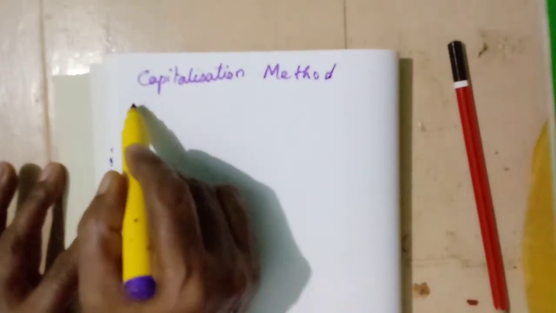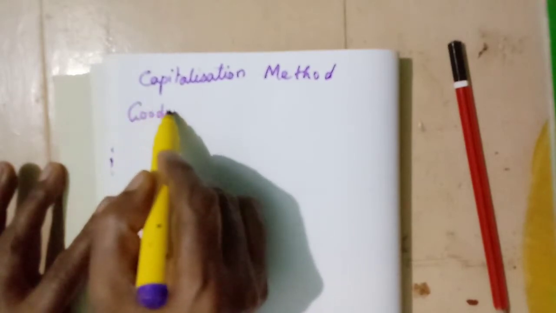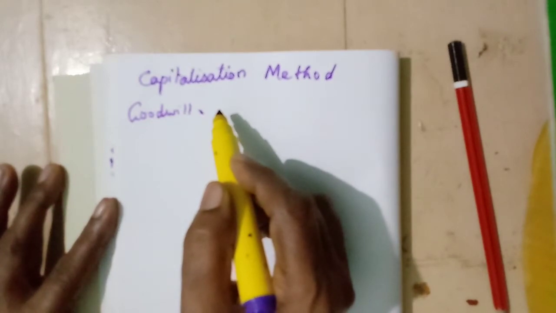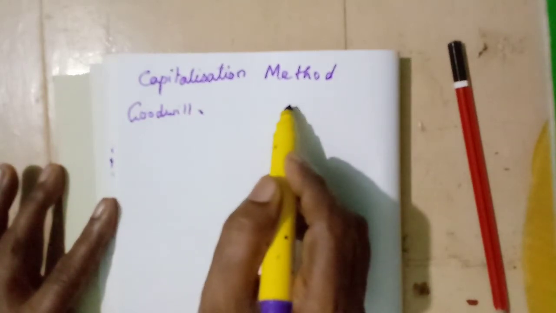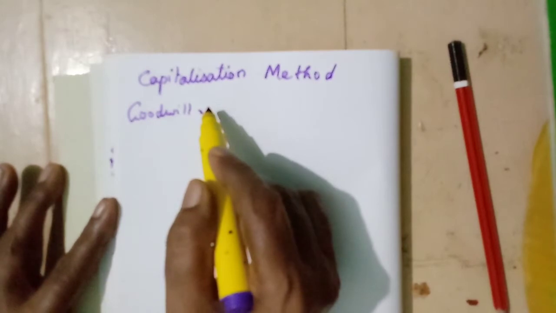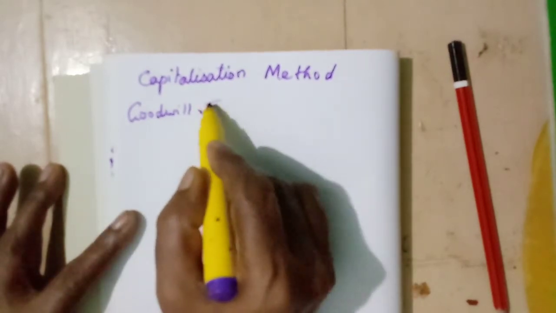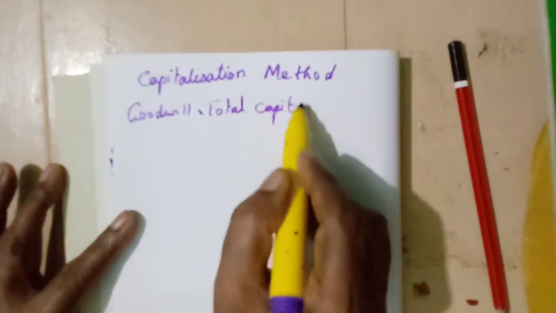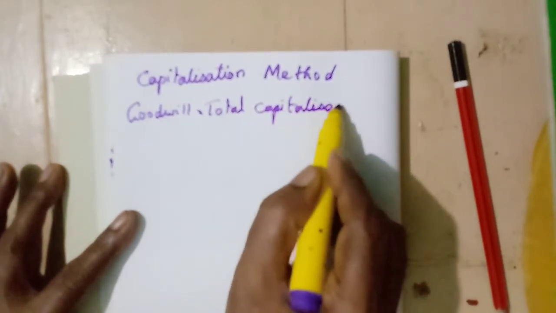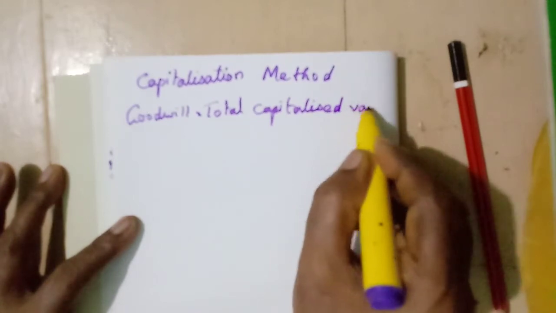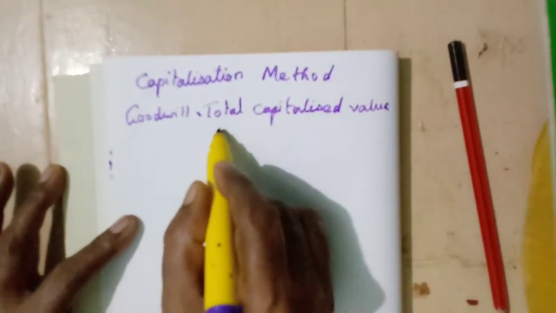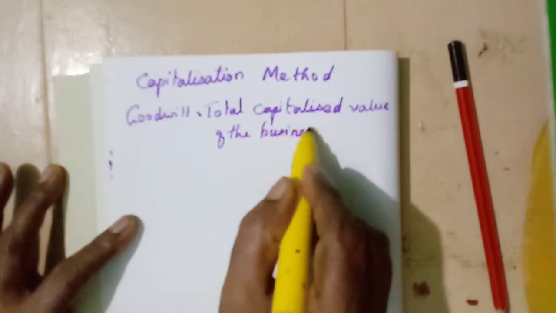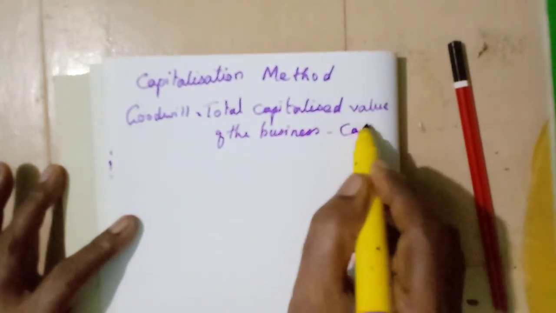Here we need to calculate the goodwill. From the difference, we need to subtract one thing. Actual capital employed will be subtracted from the total capitalized value of the business. Goodwill is equal to total capitalized value of the business minus total capital employed.